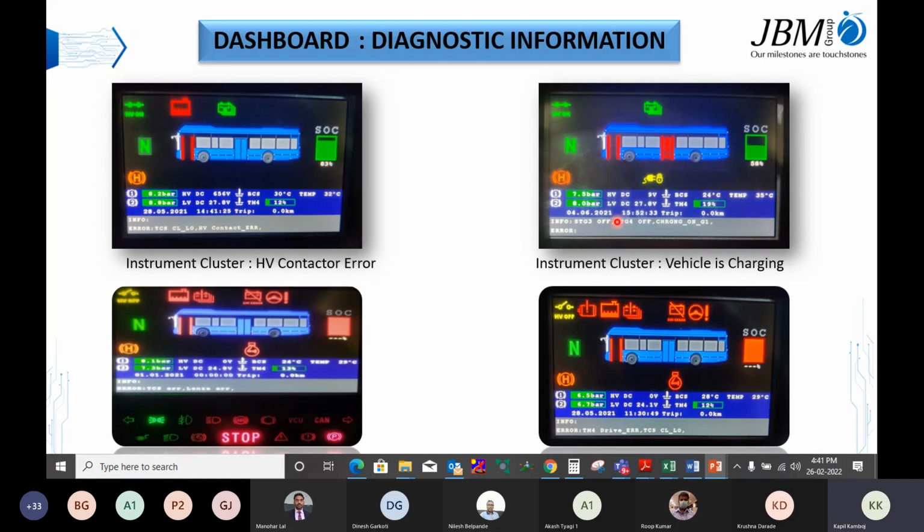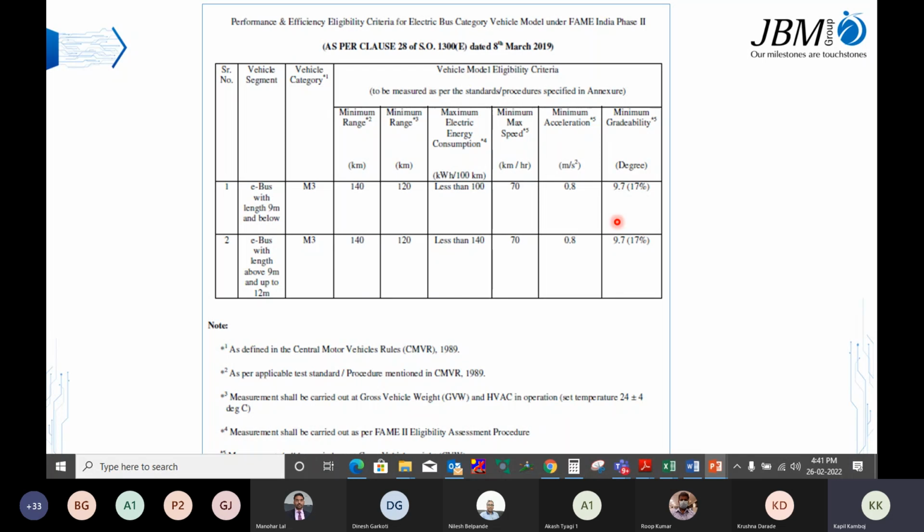Moving forward, this is the page from the FAME accessibility criteria, where they have defined the e-bus with length above 9 meter up to 12 meter, and the minimum range requirement. They have defined some parameters with GVW, with HVAC on, with HVAC off, and with AIS standard. So this has to be tested separately at ICAT to meet this criteria.